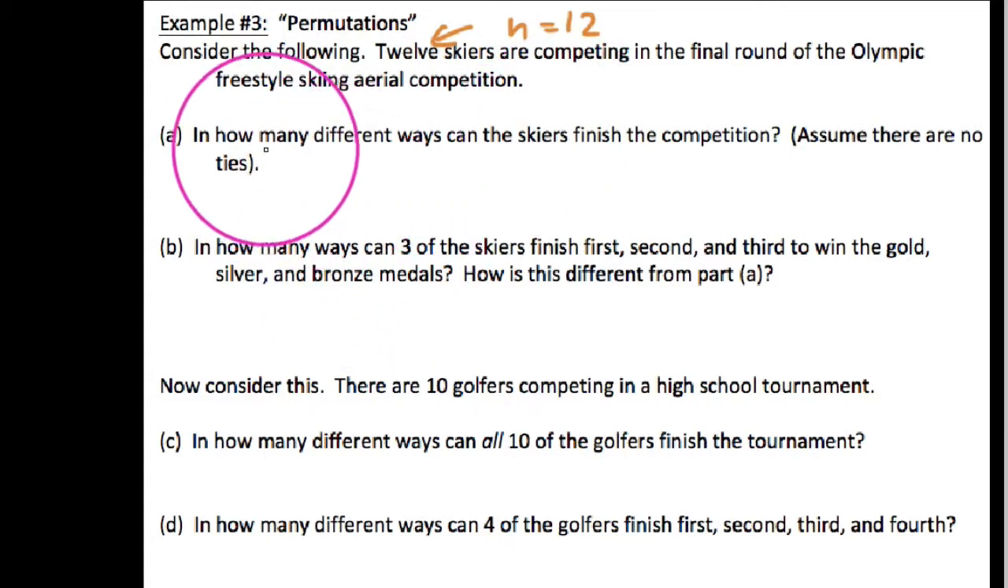So what I want to know is this: in how many different ways can the skiers finish the competition? Assume there are no ties. The important thing to notice here is that order actually matters. The order in which they finish matters.